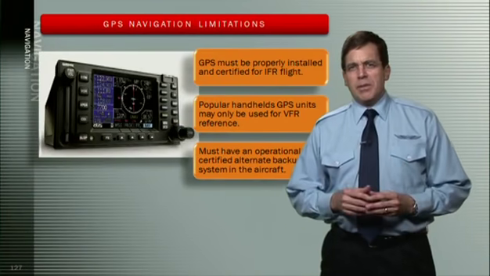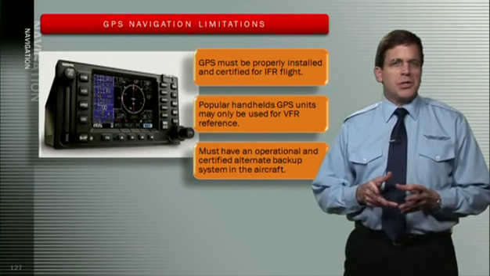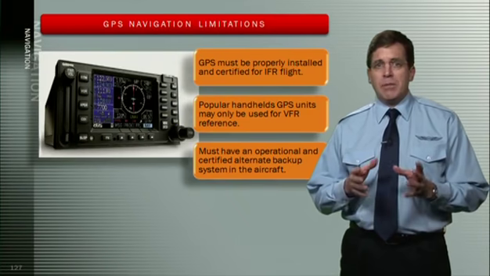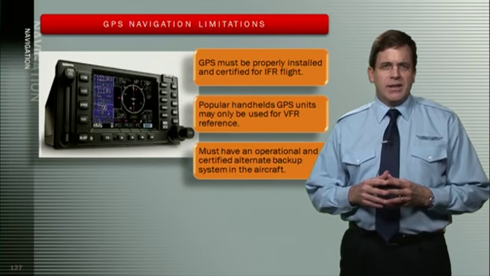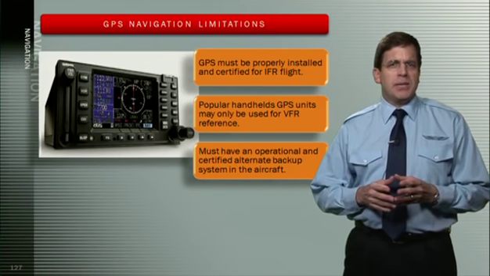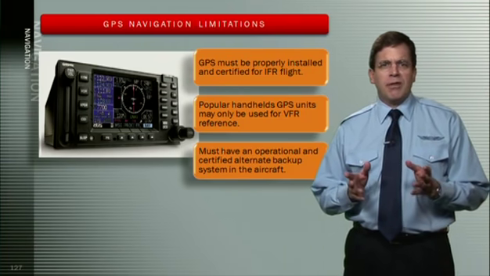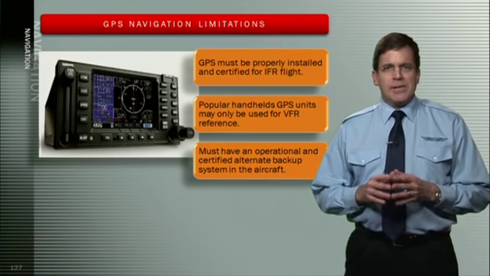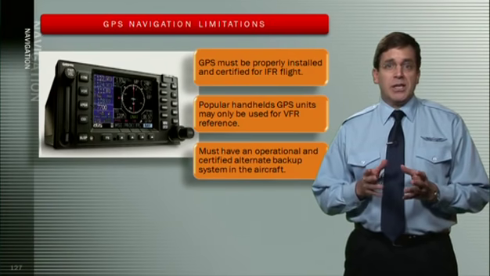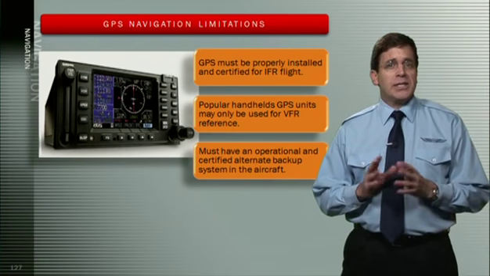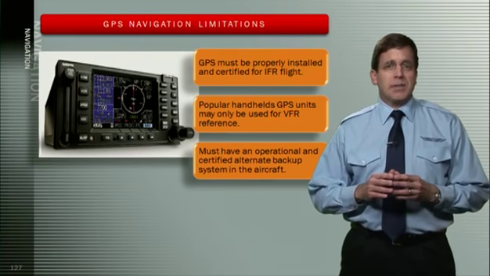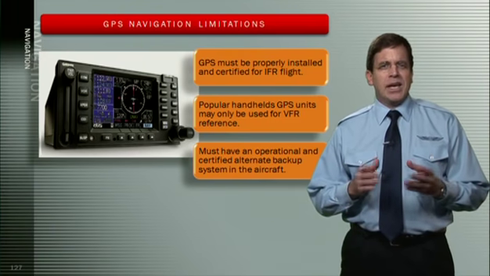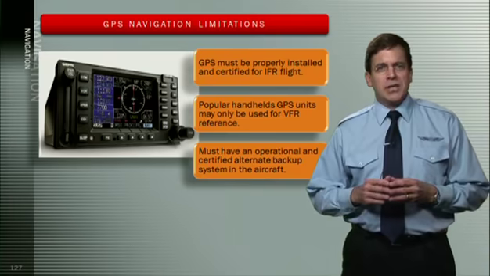It's also important to remember that only a properly installed and certified GPS receiver may be used for IFR flight. Popular handhelds and other GPS units may only be used for reference and never for navigation in instrument conditions. To use GPS for navigation, you must fly with an operational and certified alternate system in the aircraft as a backup if the GPS system becomes unusable.